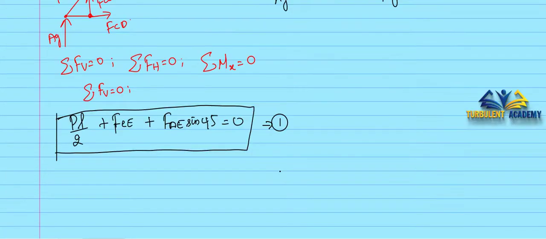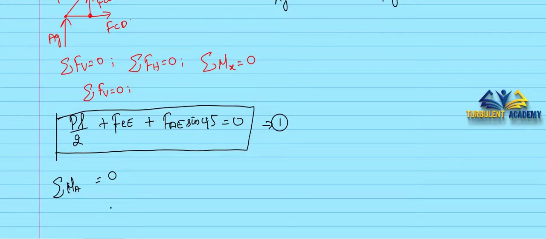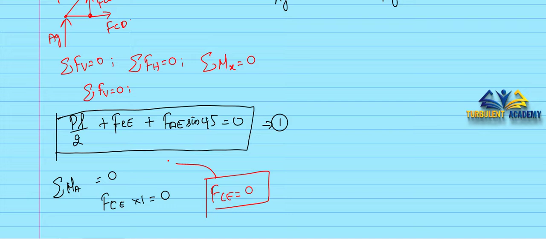Now let us take the summation of moment about point A equal to 0. Solving it, only FCE is valid. FCE into 1, so it is anti-clockwise, FCE into 1 is equal to 0. Therefore FCE is equal to 0. Once FCE is equal to 0, we can substitute this over here and solve for FAE sine 45.